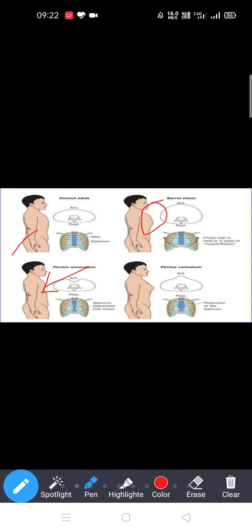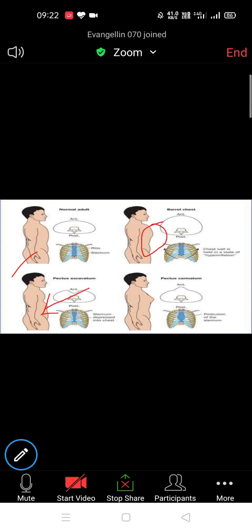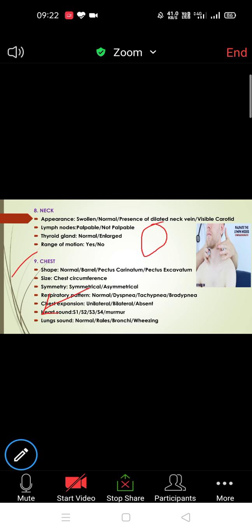Okay, so here you see normal means normal, barrel means the chest becomes hyperinflated, then pectus excavatum means the sternum is depressed, means sternum turns inward. Okay, and then pectus carinatum means the opposite of the pectus excavatum. So that one you have to see, and after observing everything, you will take the correct option for the shape of the chest. Clear?